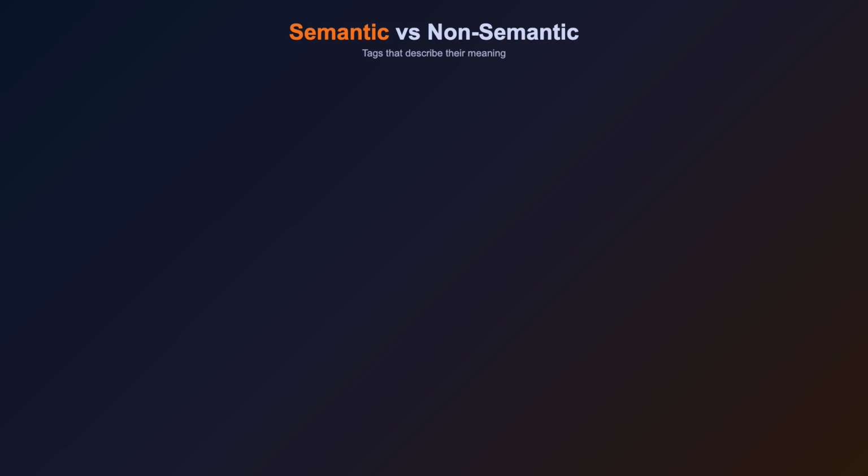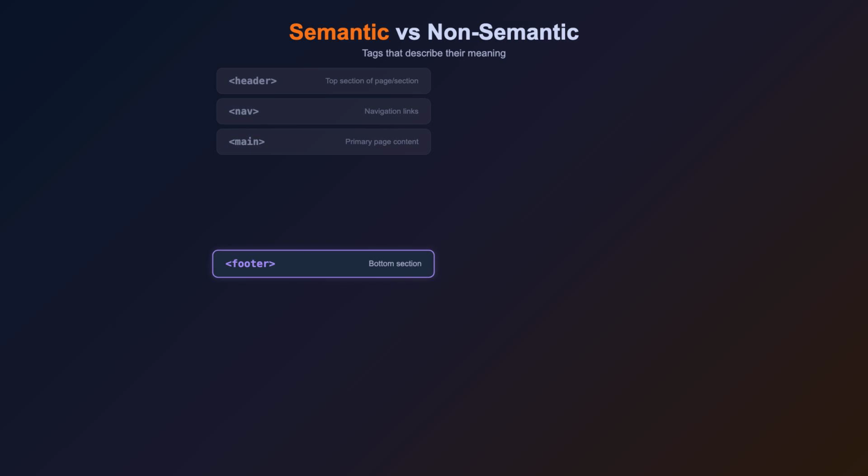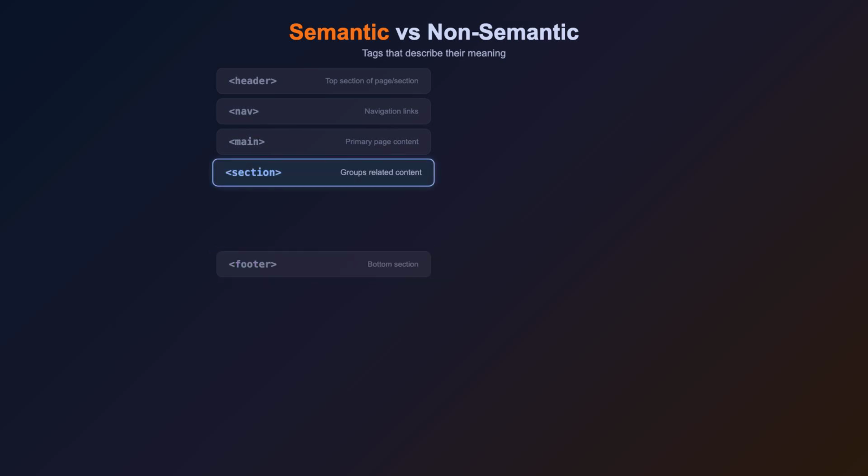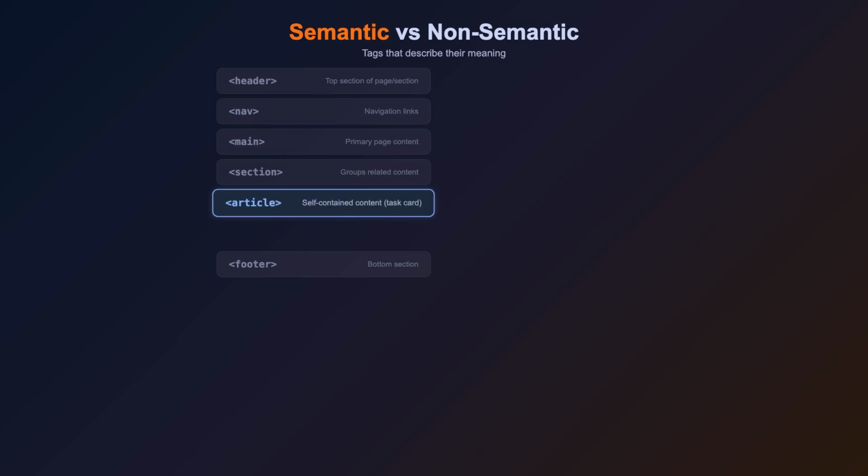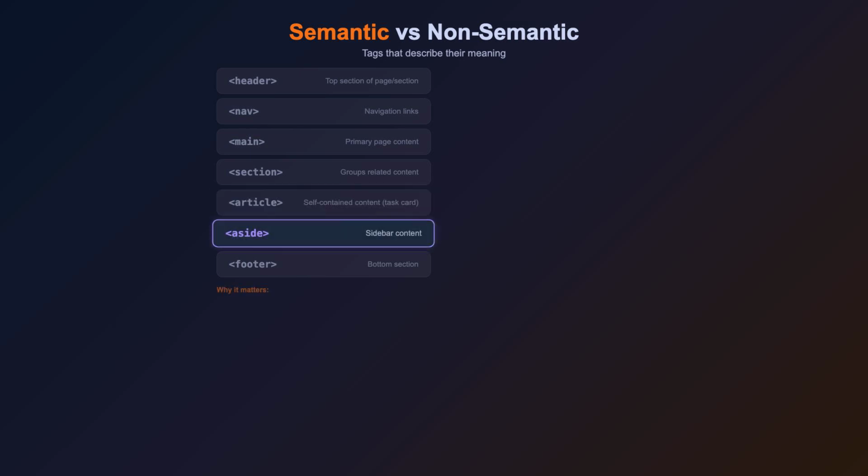There's one more thing you need to understand about HTML. Semantic versus non-semantic elements. A div is non-semantic. It tells the browser nothing about what's inside it. A nav tag is semantic. It tells the browser this is navigation. A header tag says this is the top section of the page or section. A main tag says this is the primary content. A footer tag says this is the bottom section. A section tag groups related content. An article tag is for self-contained content like a blog post or a task card. And an aside tag is for sidebar content.